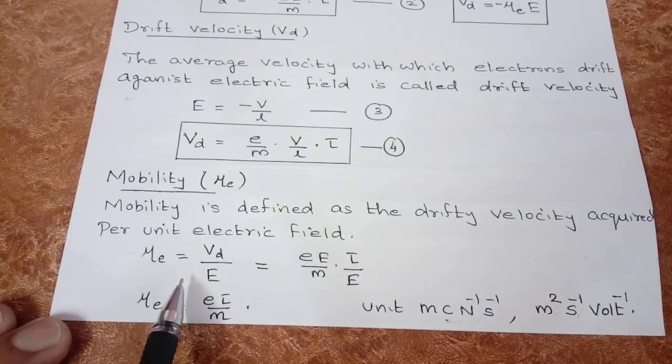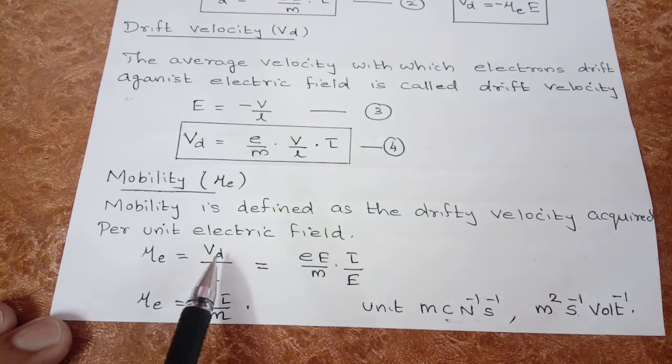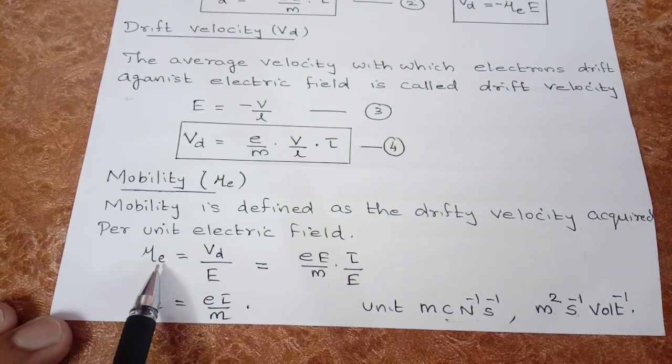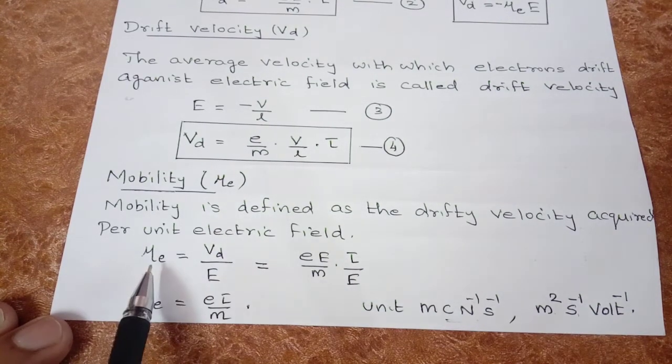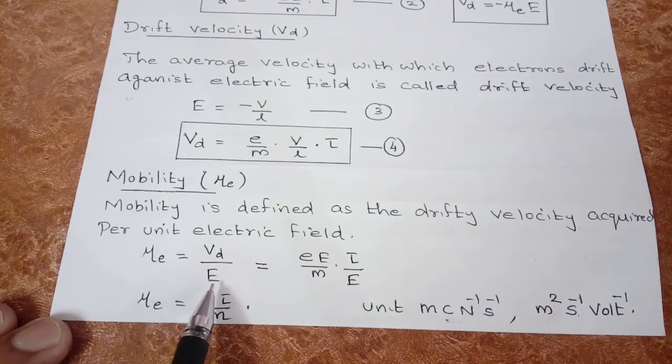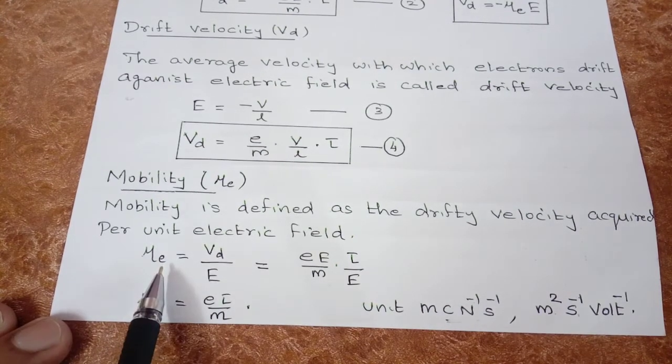What is the meaning of that? More drift velocity is acquired when less electric field is given, that means mobility is more. If less drift velocity is acquired for a given electric field, that means mobility is less. Anyway, drift velocity divided by electric field is the electron mobility.